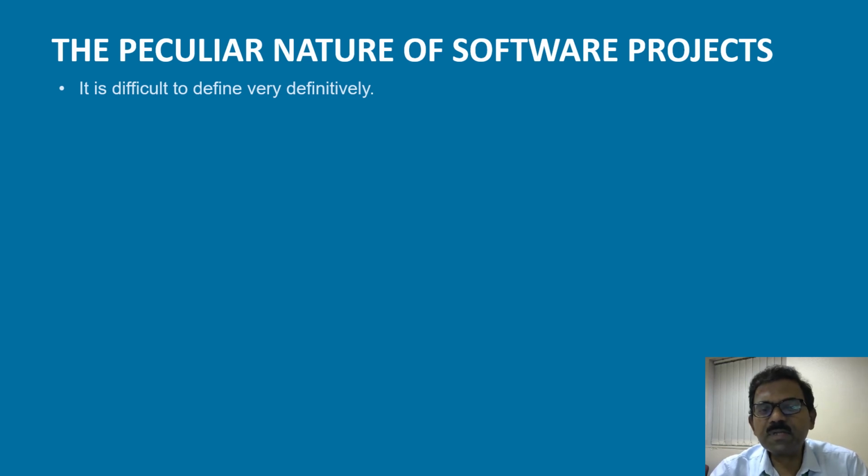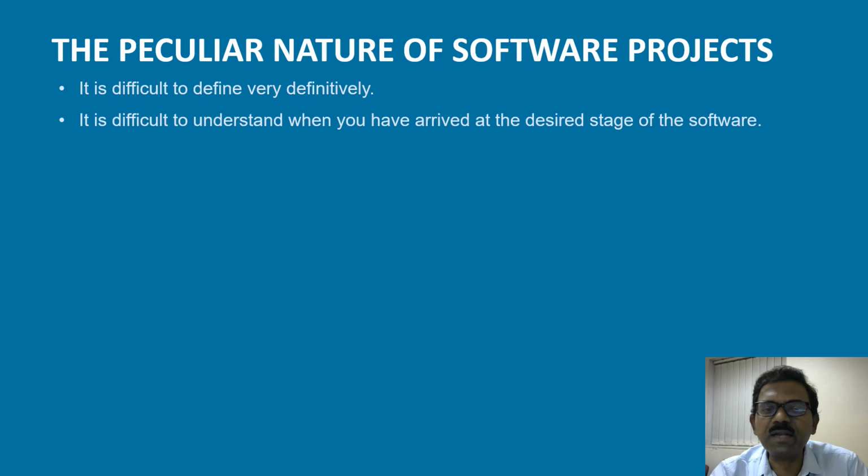Many times with a software project, the first characteristic we notice, a specialty we can say, is that it is difficult to define very definitively. There are many things which are vague. Even it is not clear to the client and not clear to the developer. So to understand the things, probably we have to experiment, so we have to go through different cycles of experimentation, and finally we can come out with some finished product. So that is one challenge.